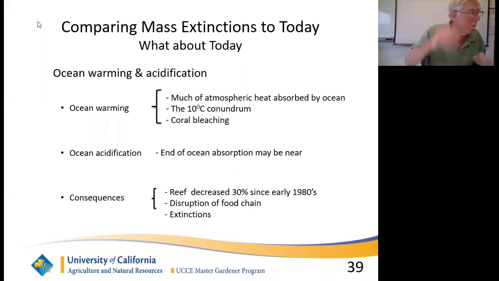So let's look at those warming and acidifying seas. Right now, the oceans are absorbing much of the heat generated by atmospheric carbon dioxide. In fact, they've absorbed about 93% of the heat we put into the atmosphere. That has moderated atmospheric warming to some degree, but at the expense of ocean warming.